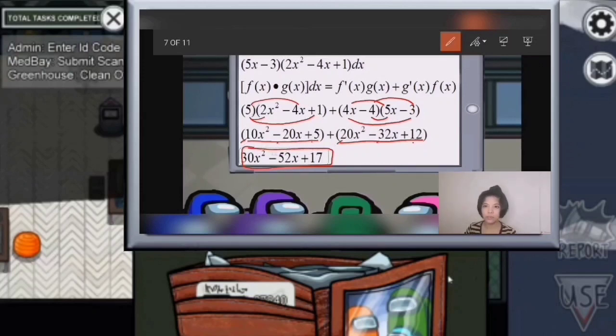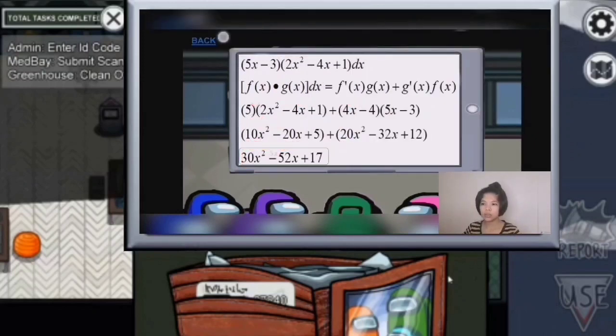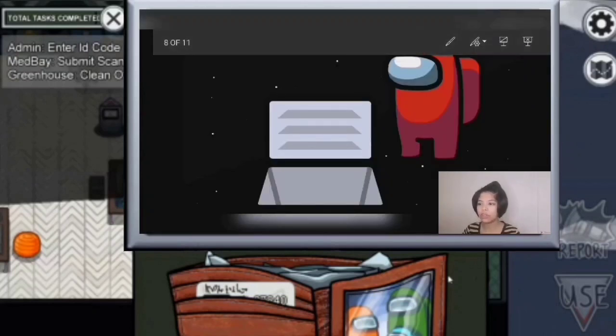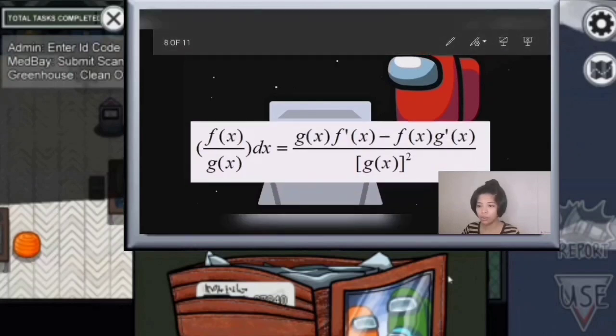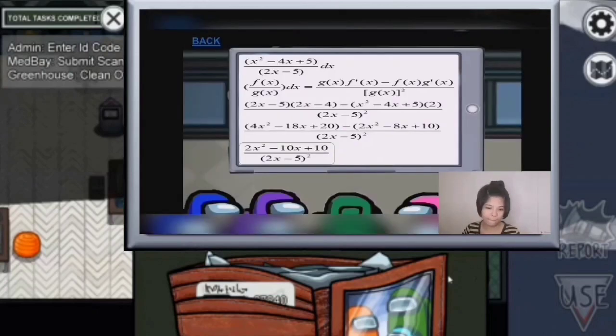Now, let us go back for our next rule. Next is the quotient rule. Quotient rule has the formula of the derivative of the quantity of f of x over g of x is equals to g of x times f prime of x minus f of x times g prime of x all over g of x squared. So using this formula, let us solve for our example here.